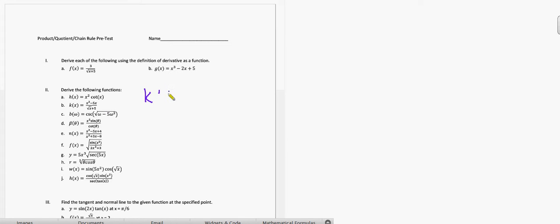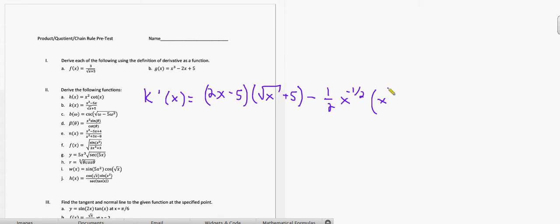So k prime of x is going to be, quotient rule says derive the top first. That's going to be 2x minus 5. I'm going to multiply that by the bottom, which is root x plus 5. Minus, now we're going to derive the bottom. Square root of x, derivative of that is 1/2 x to the negative 1/2, or 1 over 2 root x, same thing, times the top, which is x squared minus 5x. Here we are, and all that is over the bottom squared, and the bottom squared is root x plus 5 squared.